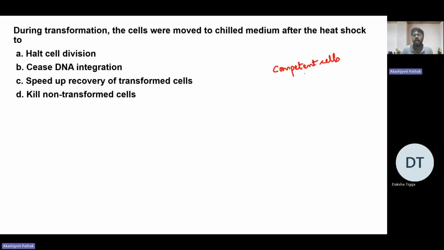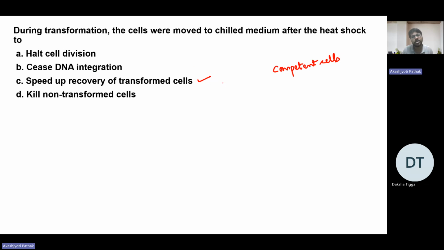So when you are pipetting and adding the different components, you cannot pipette vigorously. You have to pipette very slowly, because the cells have become very fragile, and after that you are again giving them a heat shock. If you do not do these steps carefully, your competent cells may be lysed. So what is done after the heat shock? The cell is quickly placed in the ice to speed up recovery of the transformed cells. Okay. So the answer is option C.